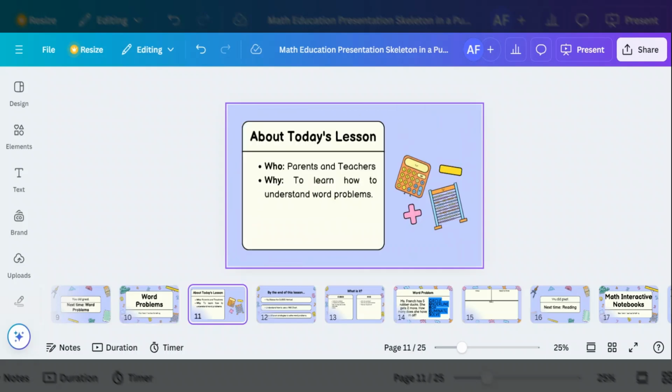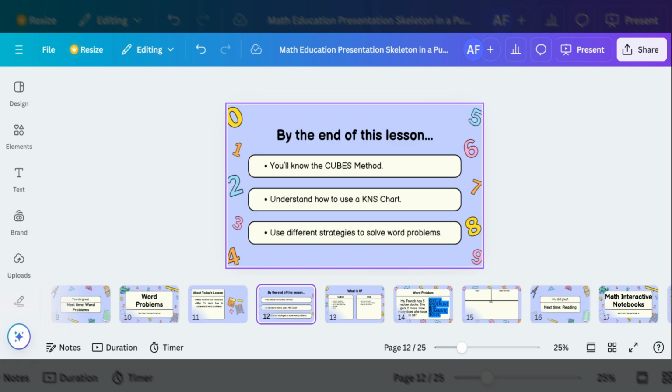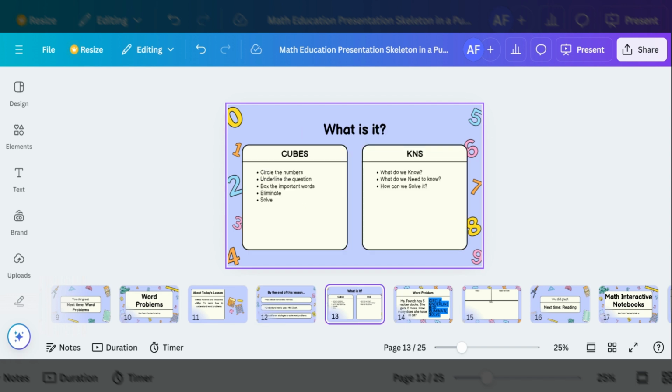Today's lesson is for parents and teachers. I'm making this lesson so you can learn about word problems and how I like to break them down in my classroom. By the end of this lesson, you should know the cubes method, how to use a K and S chart, and how to use different strategies to solve word problems.